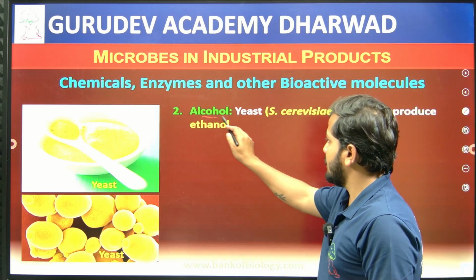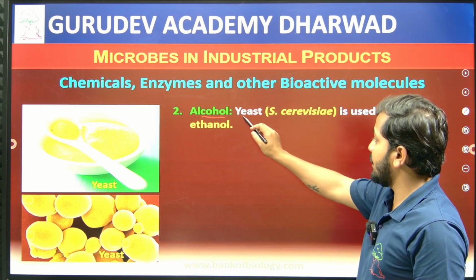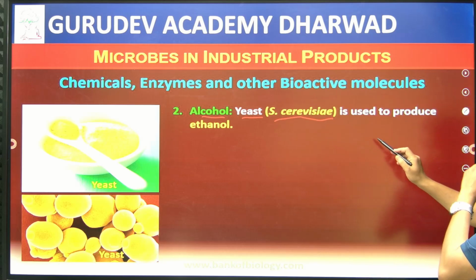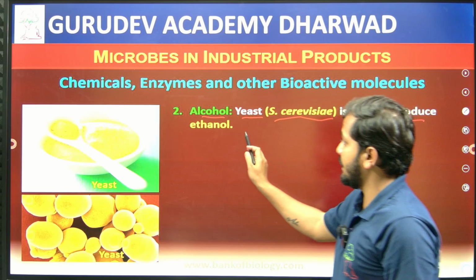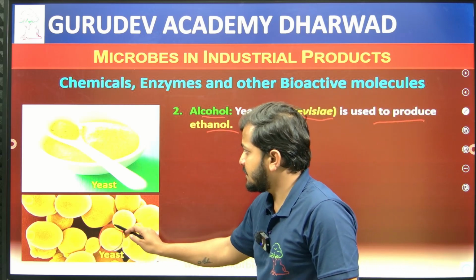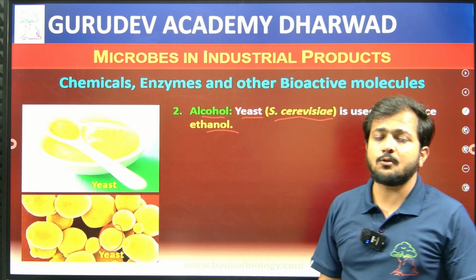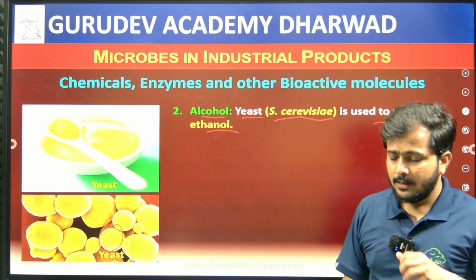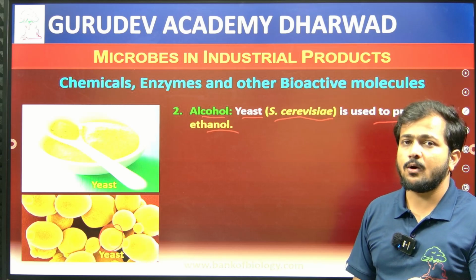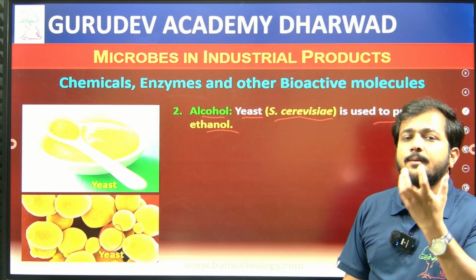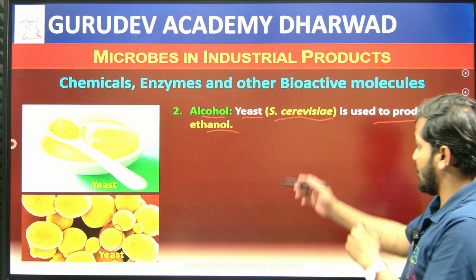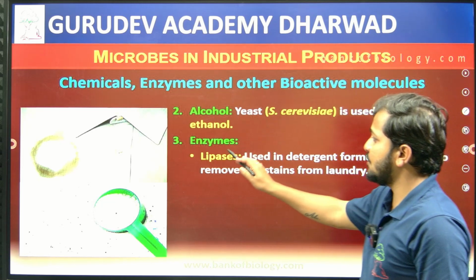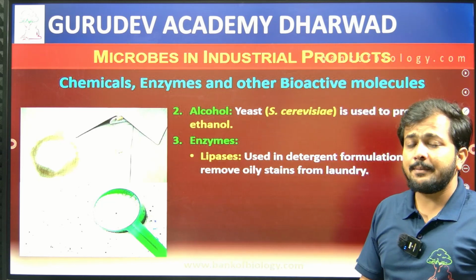Now again, consider alcohol. For the production of alcohol, they use yeast, that is, Saccharomyces cerevisiae, which is used to produce ethanol. Structurally it looks like this. But you can get it in powder form. The dried or immobilized powder, you have to add into water. When you add it into water, the cells will become active, and then it can be used for the fermentation procedure.